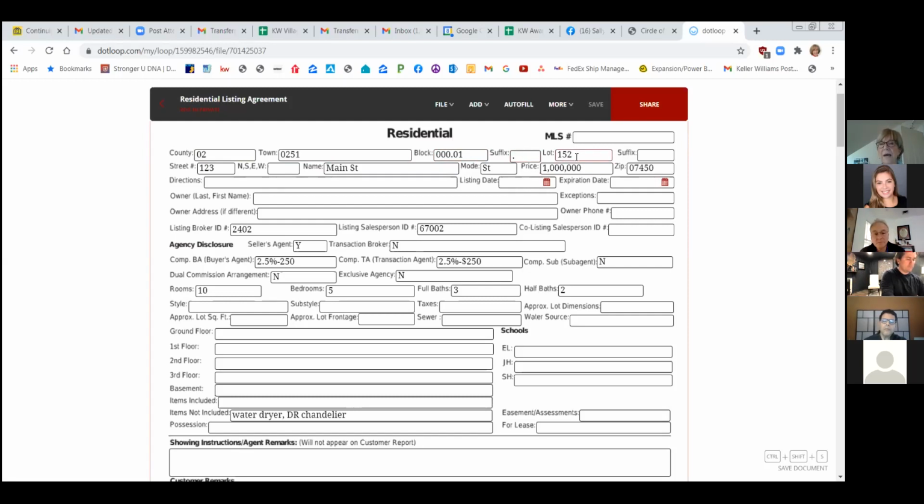And then you're going to put the lot number, which again comes from the tax records. Now we're going to put the street number. If the street is North Street, South Street, West, East, we're going to put that in here. Otherwise, we can leave it blank. And then we're going to put the name of the street. And notice that after it, there's something called mode. Mode means, is it a street, an avenue, a drive, a place, whatever. You're going to fill that in here. Then you're going to put the price of the house and the zip code.